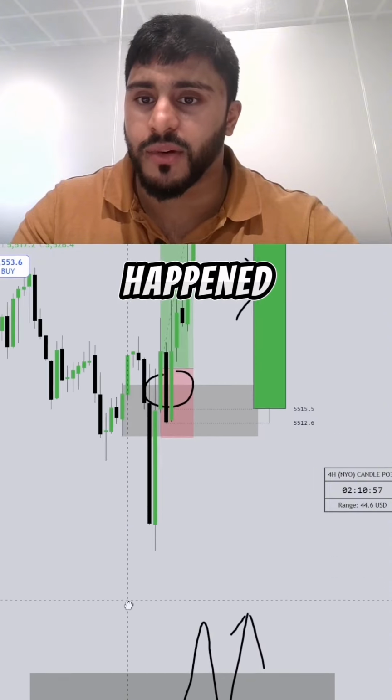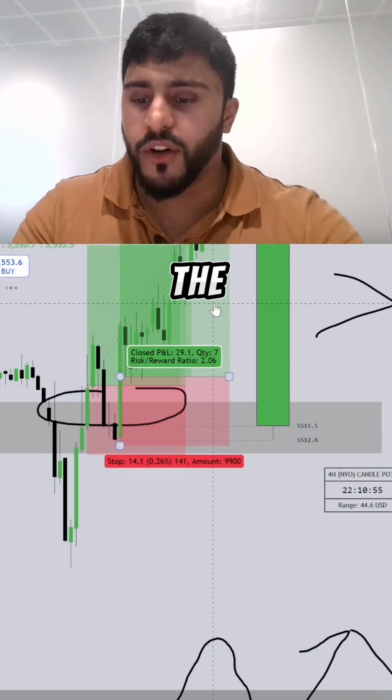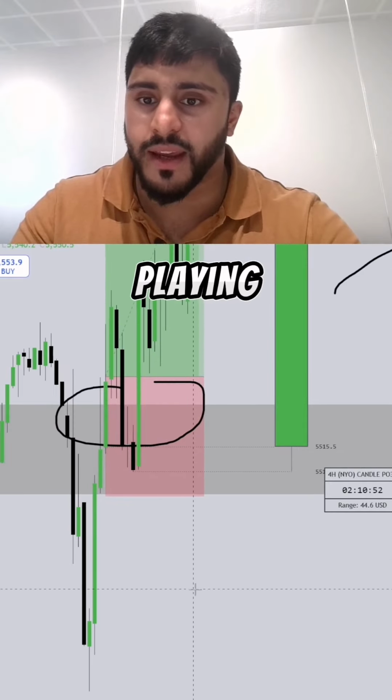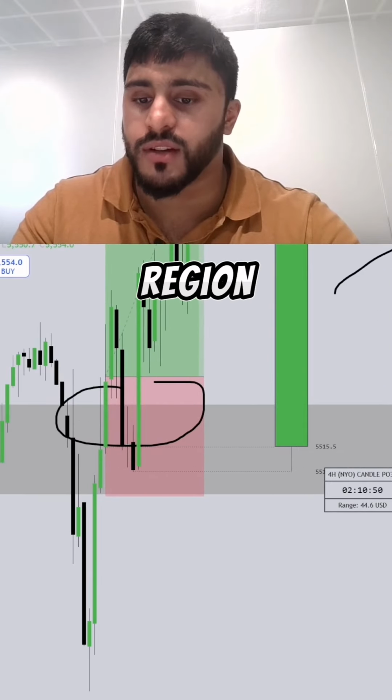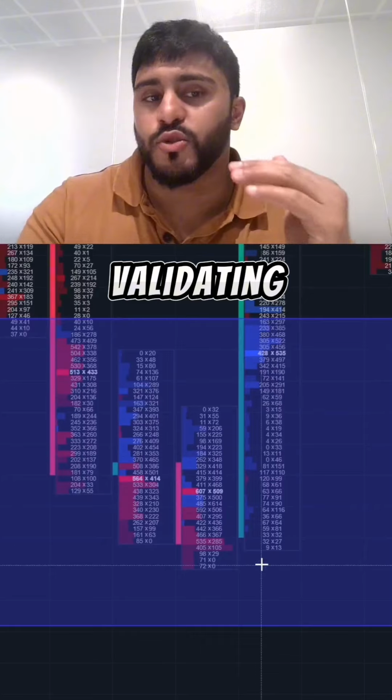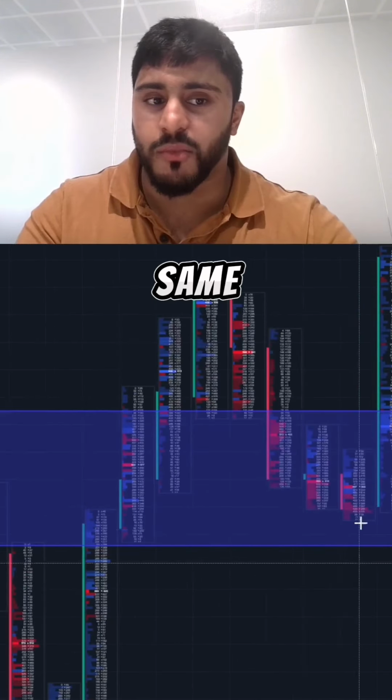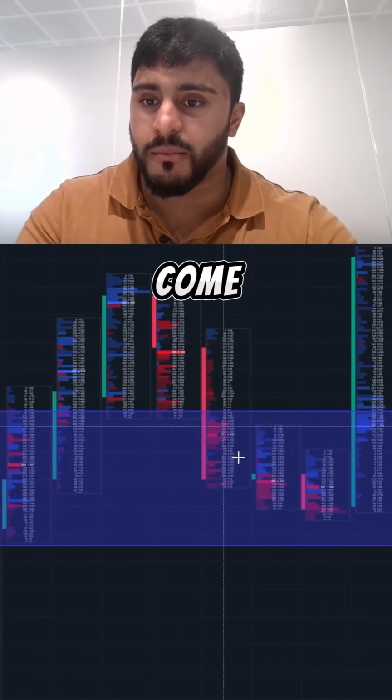And that's exactly what's happened here. So if we go down to a 5-minute chart, on the 5-minute chart, we can see this nice risk reward trade playing out, but you need to understand what's going on in this region. And the only way you can do that is by validating your trades with the order flow. So we can see the exact same price action. The markets break this level and they come back into this level.